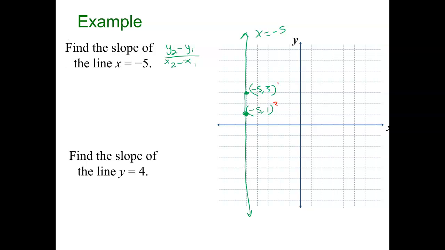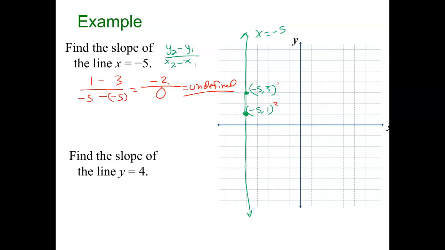So point 2, I've got a y value of 1 over an x value of negative 5 minus point 1, which is negative 5, 3. So I've got 3 over negative 5. 1 minus 3 is negative 2. What's negative 5 minus negative 5? 0. What happens when I take a number and divide it by 0? I don't get 0. Undefined. So vertical lines have an undefined slope.